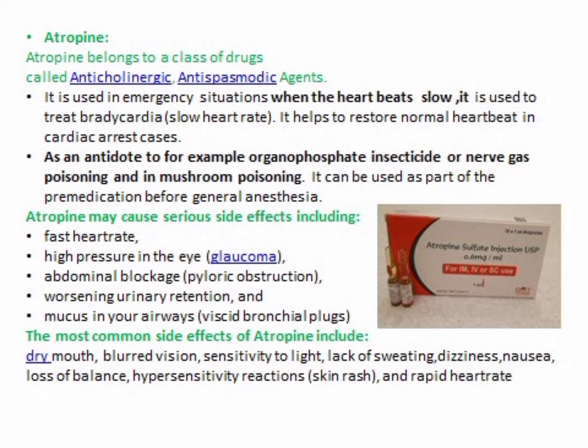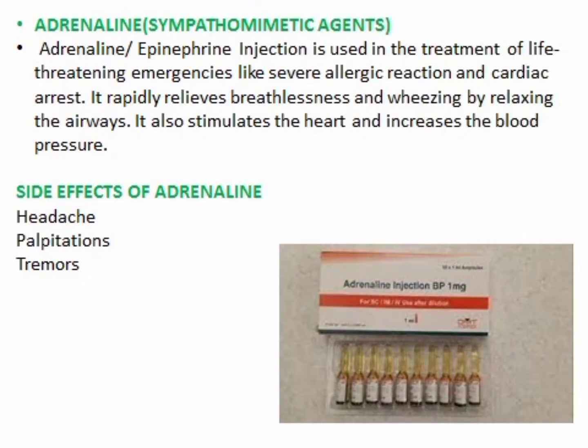Atropine may cause serious side effects, including fast heart rate, high pressure in the eye, glaucoma, abdominal blockages, pyloric obstruction, worsening urinary retention and mucus in your airway. These are the atropine side effects. Common side effects are dry mouth, blurred vision, sensitivity to light, lack of sweating, dizziness, nausea, loss of balance, hypersensitivity reaction, skin rashes and rapid heart rate. These are the common side effects.